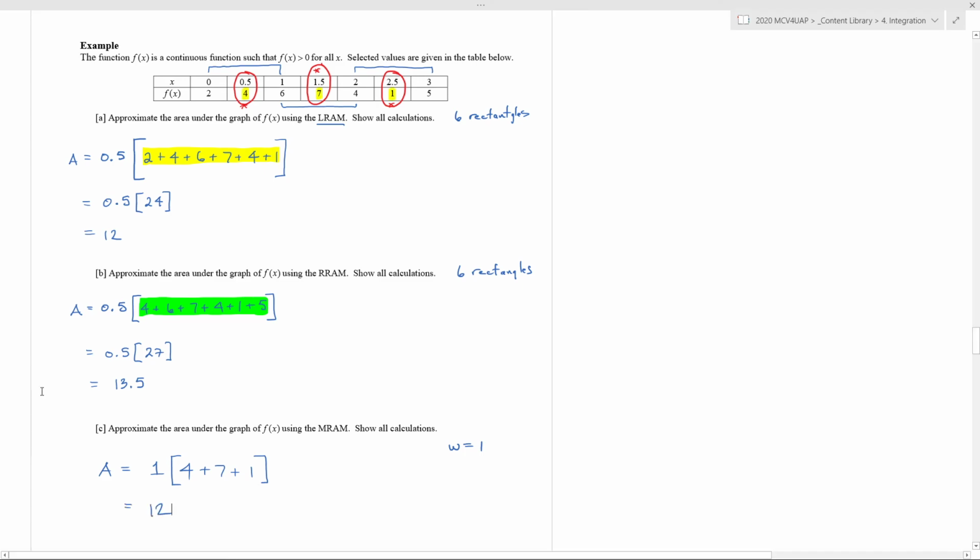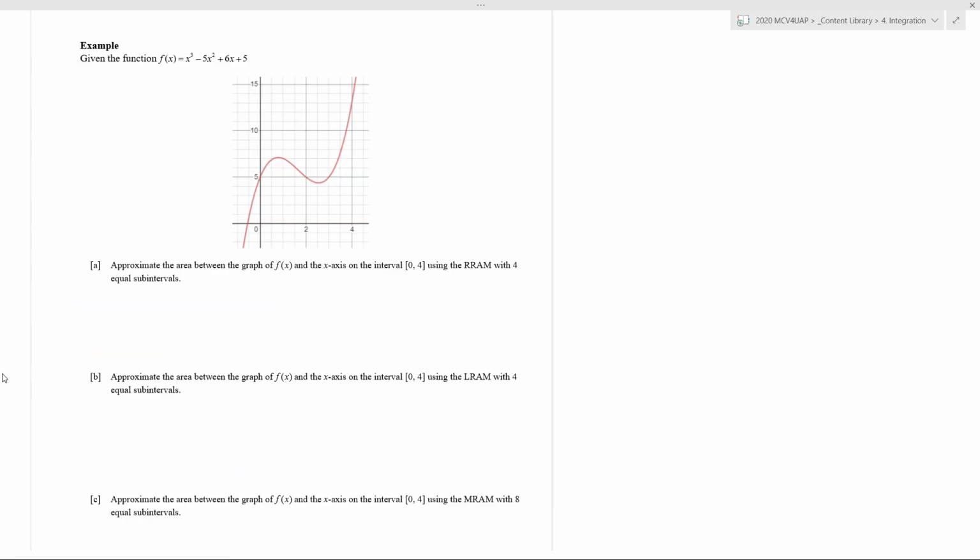Any questions on that? Okay, let's start this next example. So here we're given a polynomial, x cubed minus 5x squared plus 6x plus 5, and we're being asked to approximate the area between that graph and the x-axis from 0 to 4.